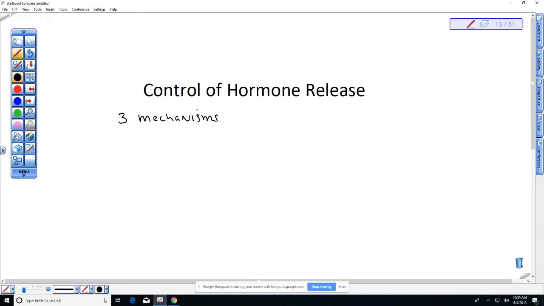The first mechanism is what is referred to as humoral. And humoral refers to the body fluids, so the body's humors, which would include the blood, but would also include the interstitial fluid, the fluid that's around and inside of your tissues. And so you can have a hormone released based upon the ion levels or nutrient levels in the blood. Okay, so nutrient or ion levels in the blood cause a hormone to be released.